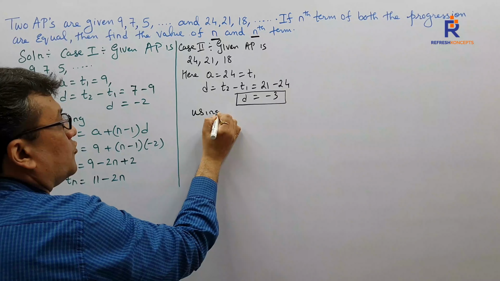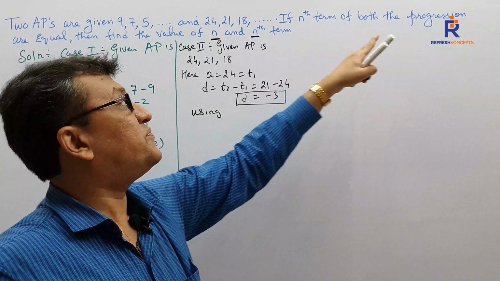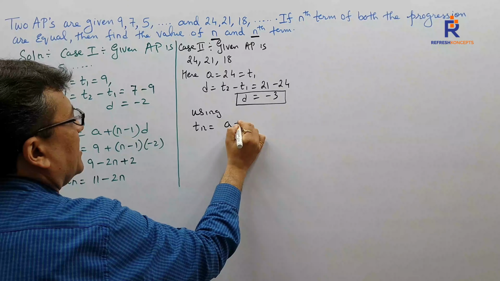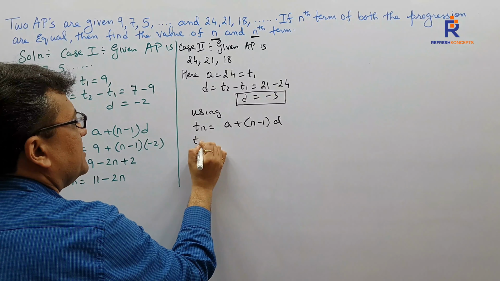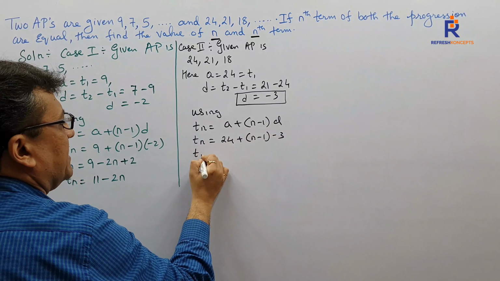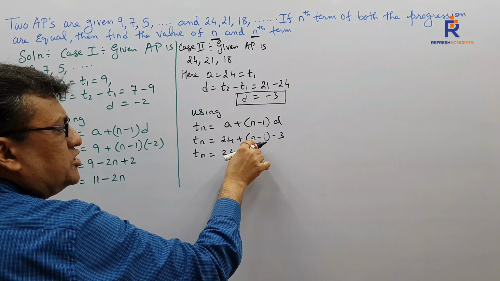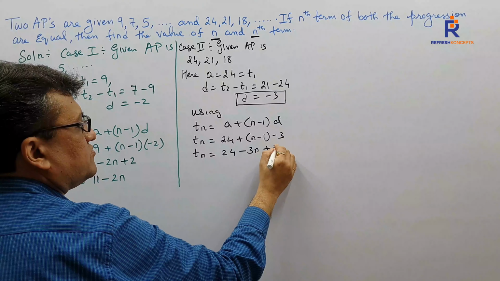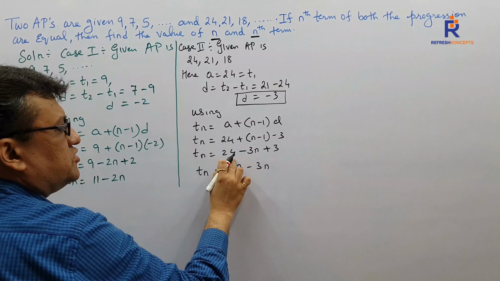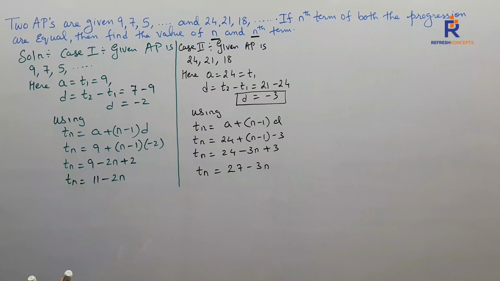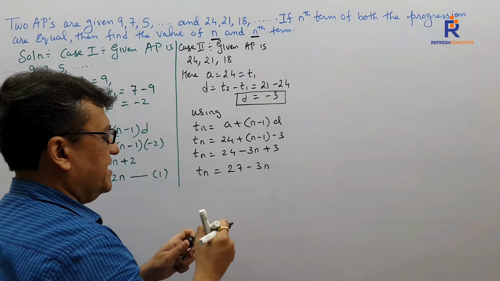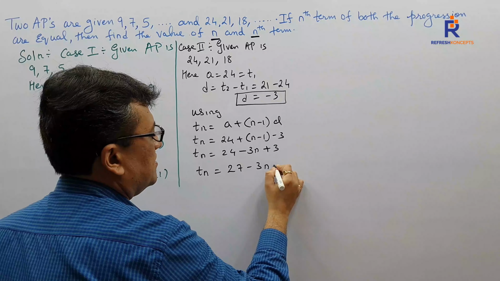What next? I need to find out Tn. Why do I need to find Tn? Because they say the nth term of both progressions is equal. Using Tn is equal to A plus n minus 1 D, Tn is 24 plus n minus 1 times minus 3. On the same lines, Tn is 24 minus 3n plus 3, so Tn is 27 minus 3n. Let this be equation number 2.